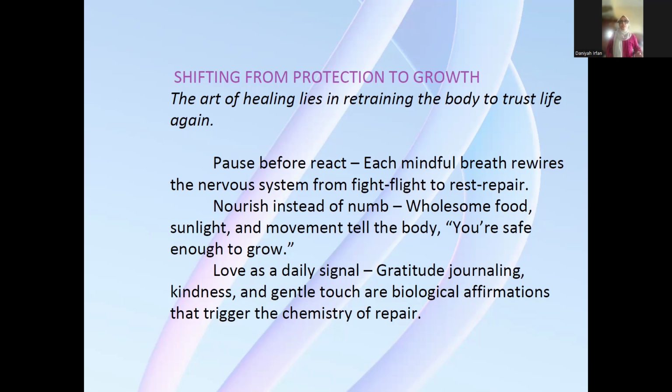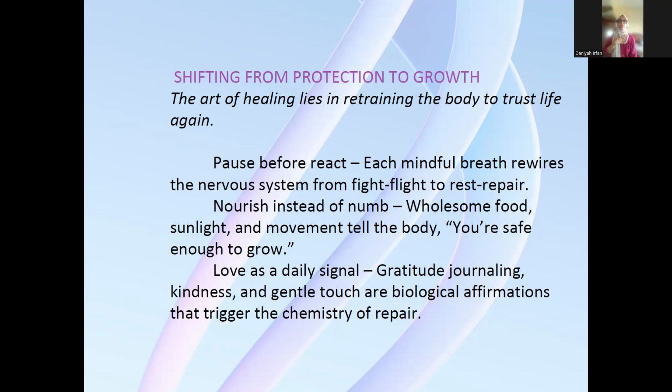So nourish yourself instead of numbing it. When you're fearful, you get numb. You don't know sometimes what to do, right? That closure causes the mind to go again into fight and flight. So first you have to consider nourishing it instead of numbing it. Nourish it with wholesome food, sunlight, movement, and tell the body you are safe enough to grow. This is the affirmation: I'm happy, I'm healthy, I'm safe to grow. I'm secure, I'm safe. These are the things that will help your body repair faster.